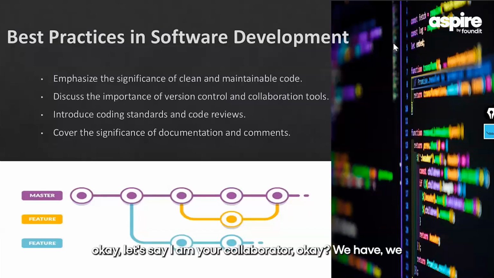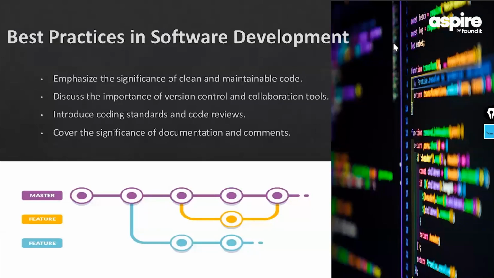Let's say I'm your collaborator, and we both have collaborated. There are some changes that you have made and I have not made, because ultimately you are working with your colleague on a particular project. There would be some features that you have created, and some features that your colleague has made.